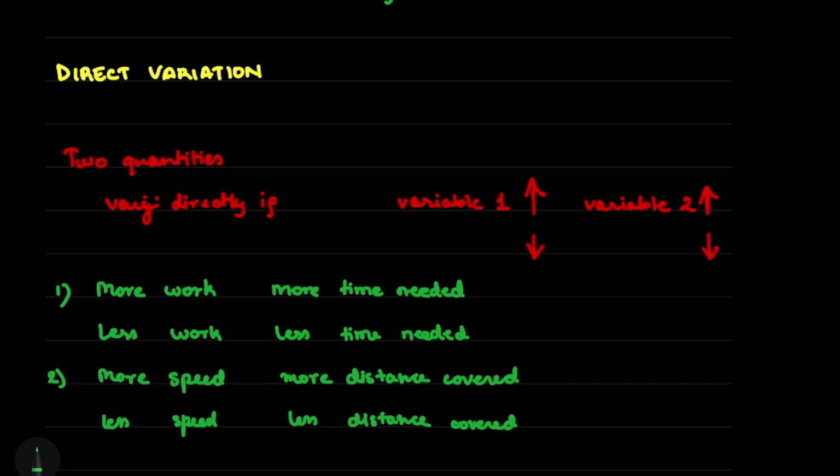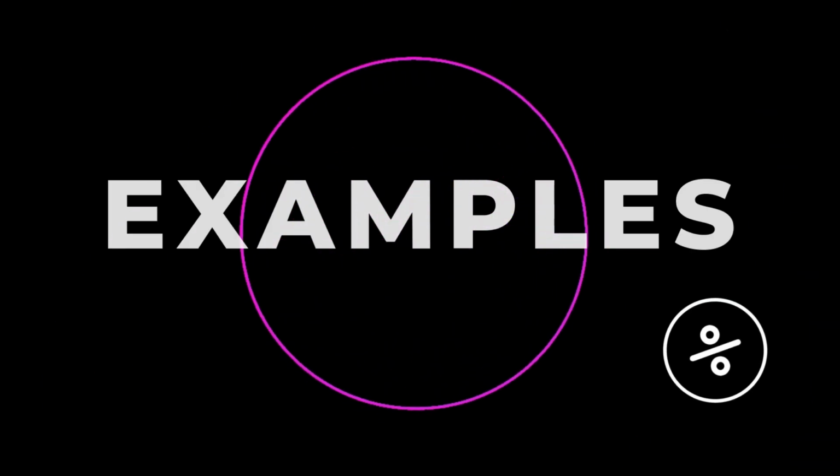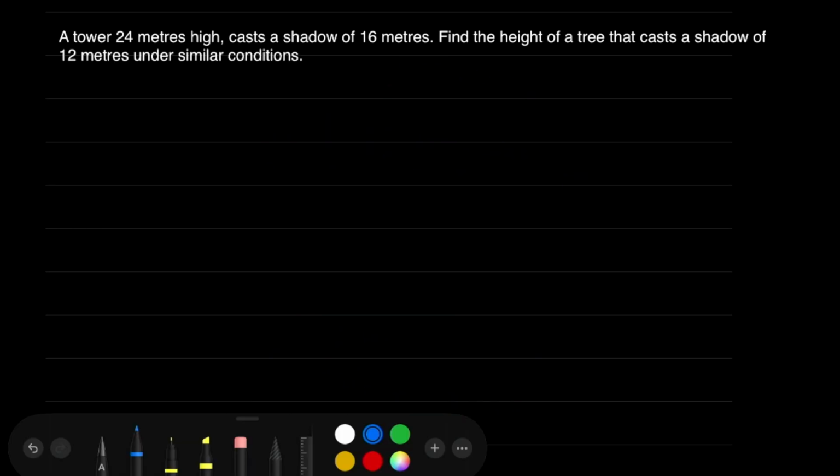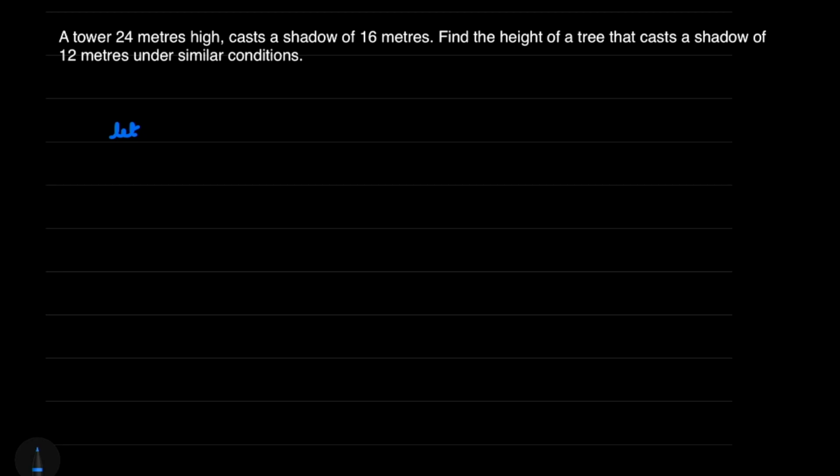But things would get clearer when we look at some examples of direct variation through our word problems. So our first question for direct variation is that a tower of 24-meter height casts a shadow of 16 meters, and we need to find the height of a tree that casts a shadow of 12 meters under similar conditions. So what we see over here is, let's assume the height of the tree needed be x meters.